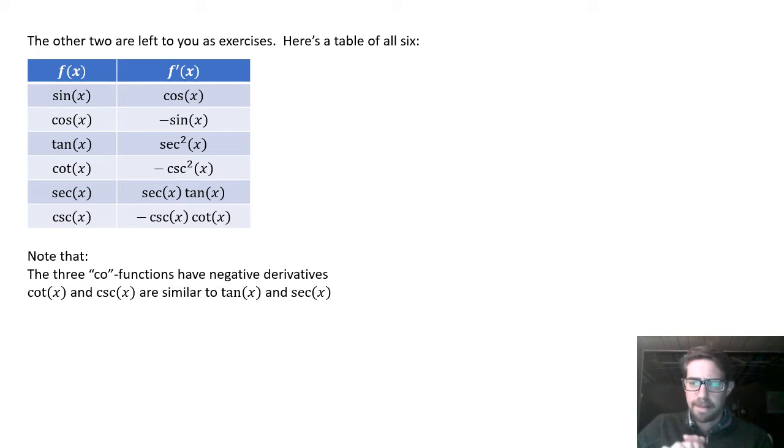So you would first just remember that all the co-functions, cosine, cotangent, cosecant, they all have negative derivatives. Just however you remember that. And then if you remember that the derivative of tangent is secant squared, that should be your cue to remember that the derivative of cotangent is negative cosecant squared. It's negative because it's co, and it's negative the other one squared. And then the derivative of cosecant is negative itself times cotangent, just like the derivative of secant is positive itself times tangent. So there they are.